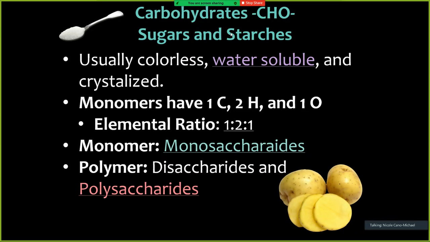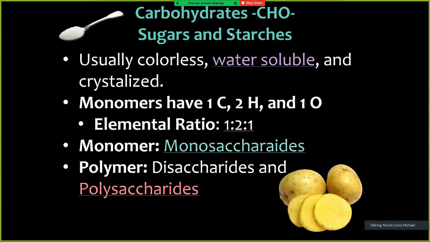The monomers of carbohydrates, which are our simple sugars, our monosaccharides, always have an elemental ratio of 1 to 2 to 1. That means 1 carbon for every 2 hydrogens for every 1 oxygen. That is our elemental ratio of the monomer of carbohydrates. The monomer, the building block of all carbohydrate, is referred to as a monosaccharide. Mono meaning one, saccharide referring to sugar. Literally, that word means one sugar.